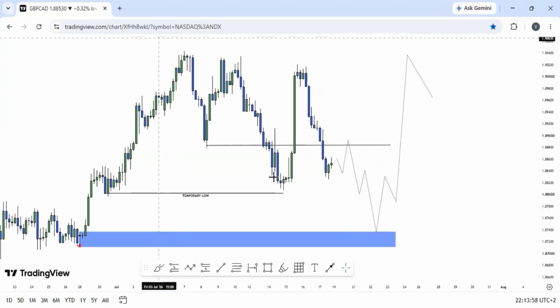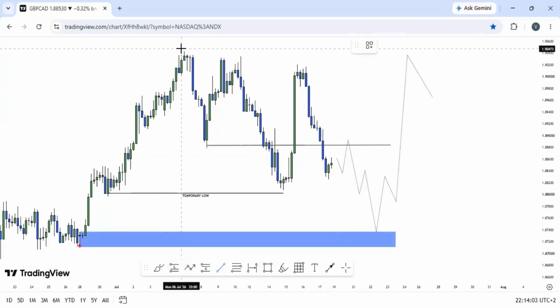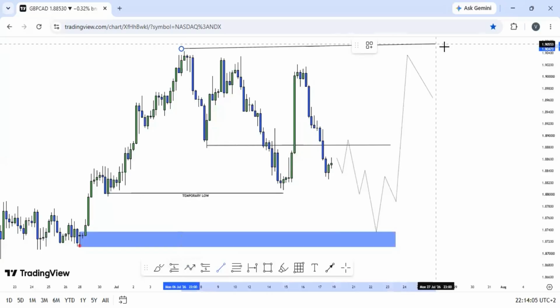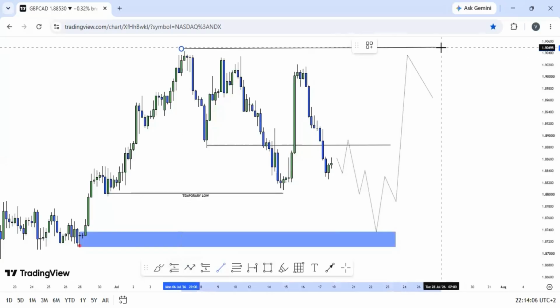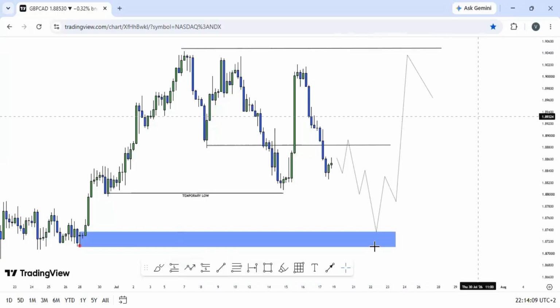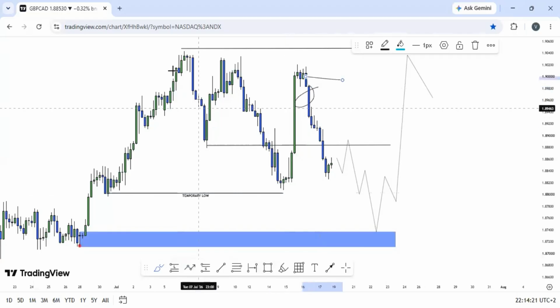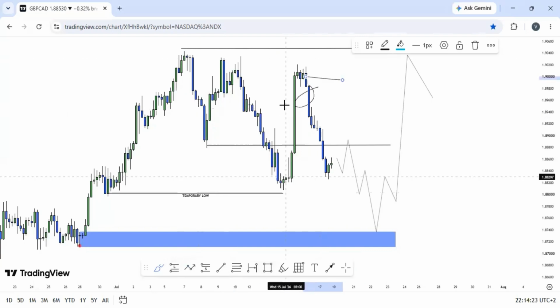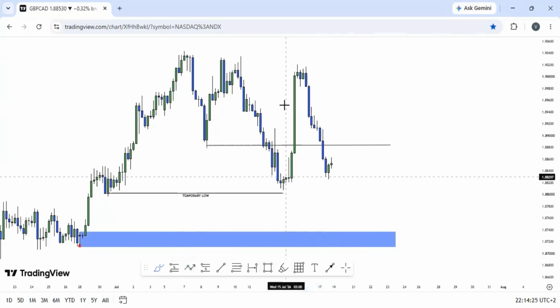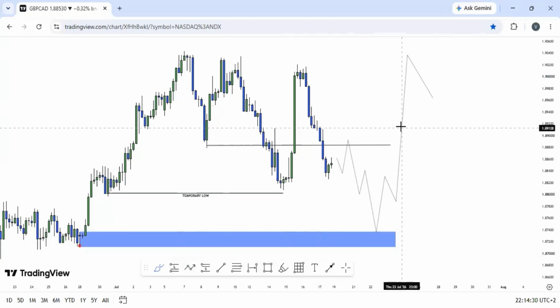We have this high here, which is going to be our TP. We will be looking for the market to come and eliminate all these supply fair value gaps. So yeah, see you guys on the next video. This is what we are currently anticipating, guys.